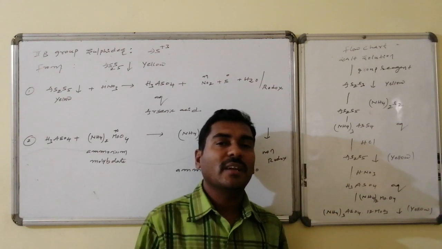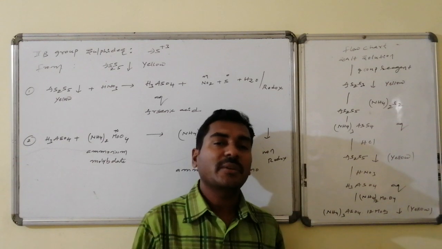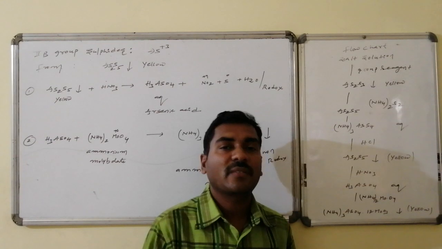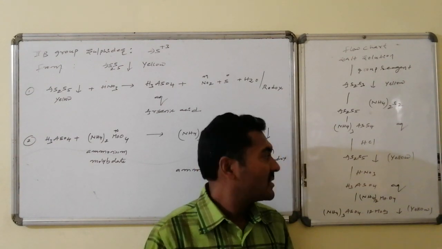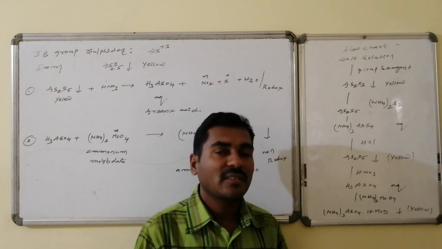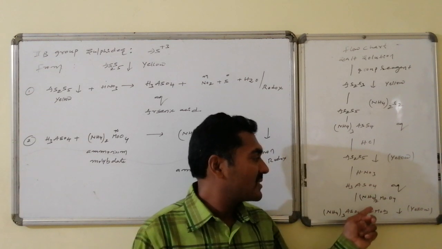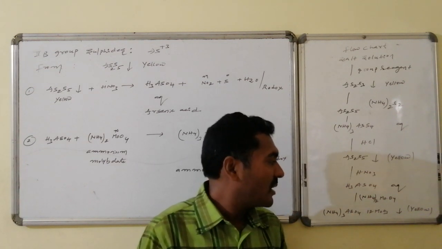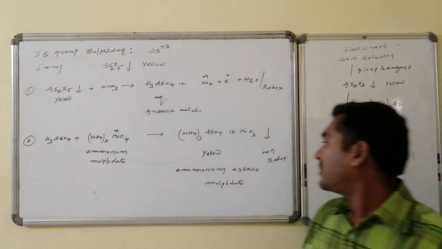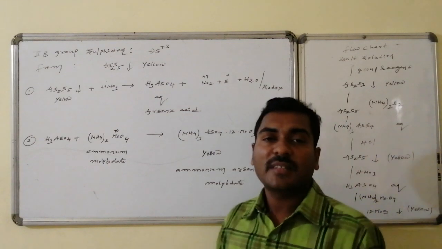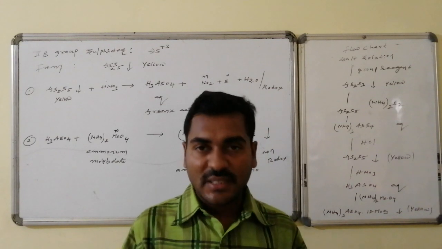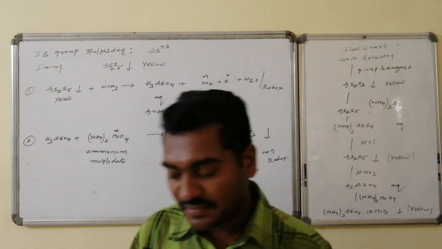This soluble ammonium thioarsenate on reaction with concentrated HCl regains the arsenic pentasulfide, a yellow precipitate. This yellow precipitate on reaction with nitric acid forms the corresponding arsenic acid solution, generally colorless. This arsenic acid on reaction with ammonium molybdate forms a yellow precipitate of ammonium arsenomolybdate. Thus the yellow color confirms the presence of arsenic 3+ in the salt mixture.